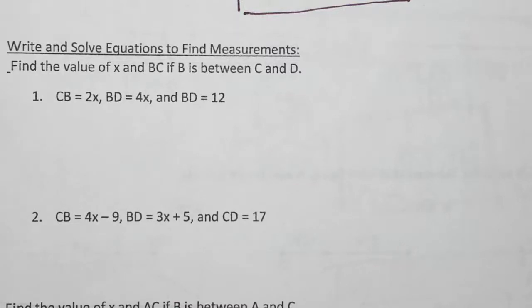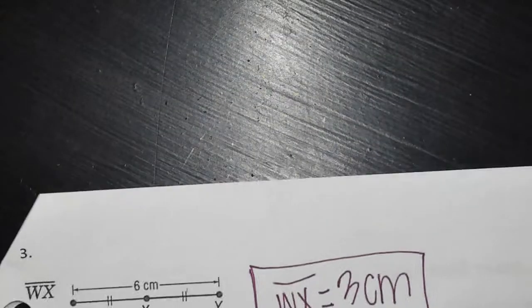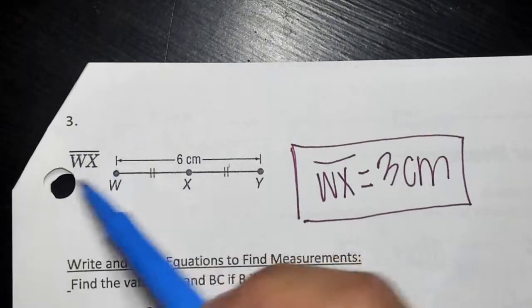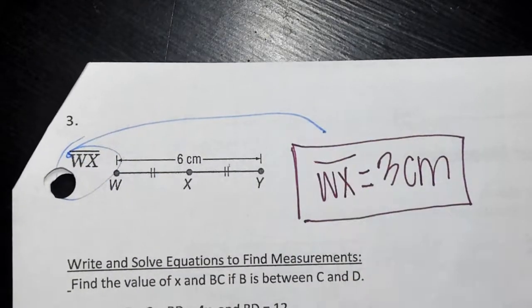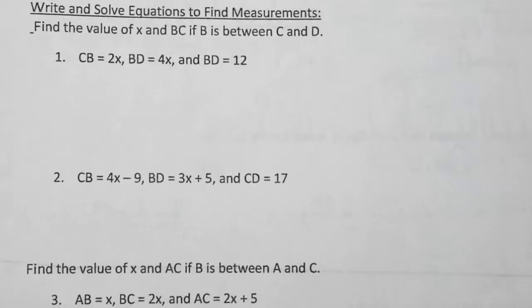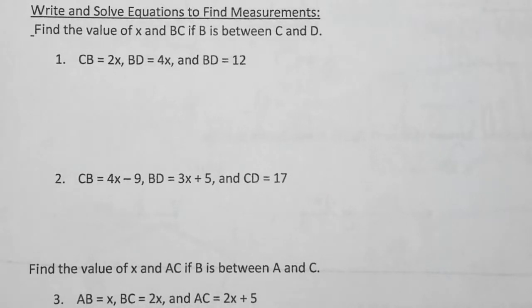For the answer, you wrote WX, did it be XY equals 3? Yes, but they were asking for WX. That's where I got that from. Okay, all right, so now on number 1, we have to draw our line first.